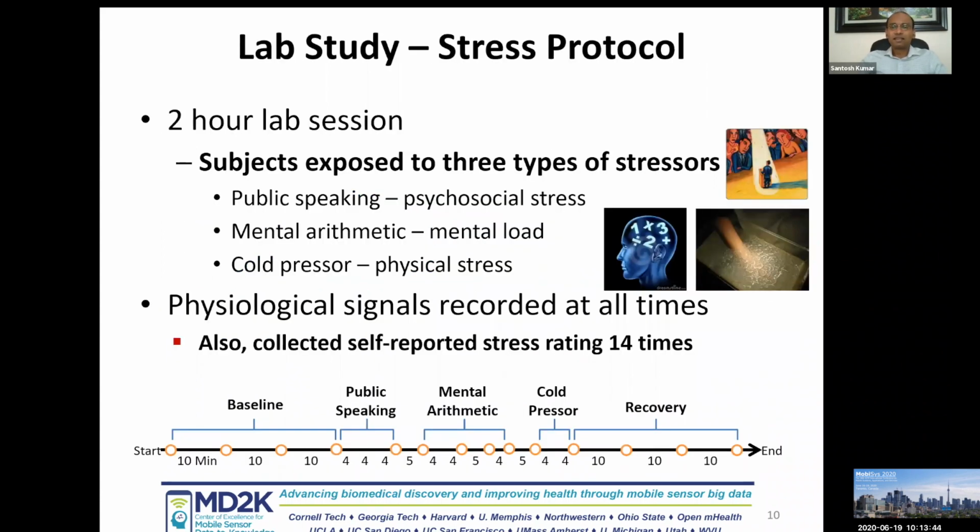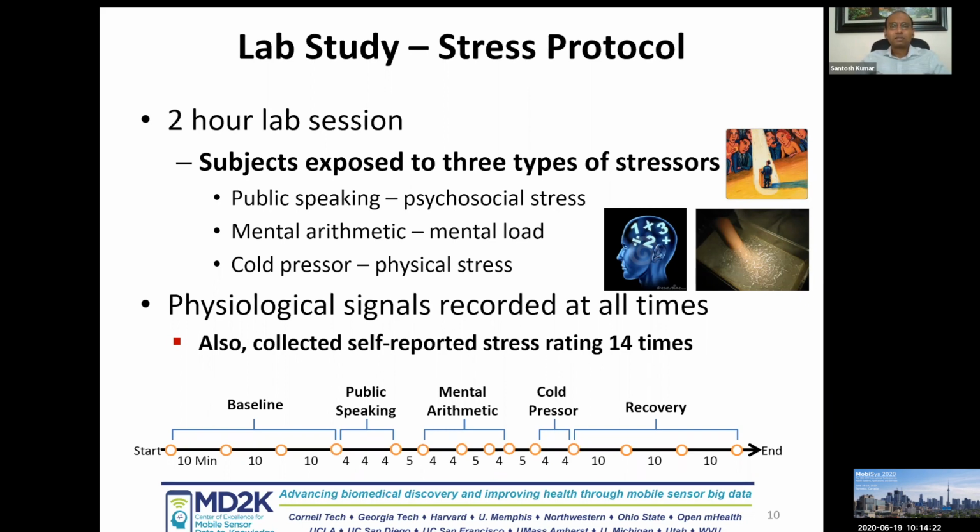So what we did was that, the prevalent method in the field to assess stress is to collect self-report. But as I mentioned, there is a wide discrepancy in self-reports. Self-reports have noise, they have wide variability, and they have this time lag. So we wanted an unambiguous label for our data set. For that, we conducted a lab study. In the lab study, we used 3 different, diverse stressors: a psychosocial stressor, a cognitive stressor, and a physical stressor.